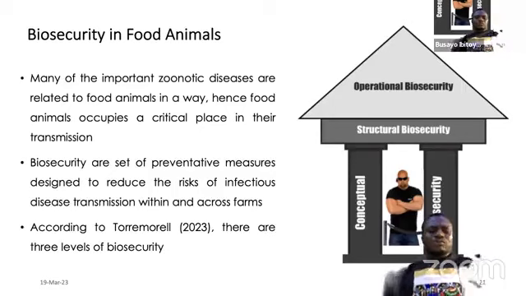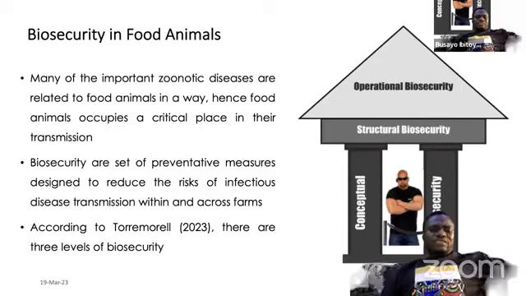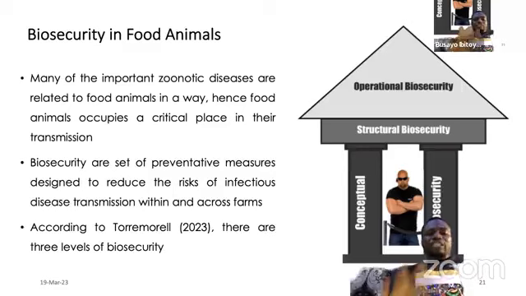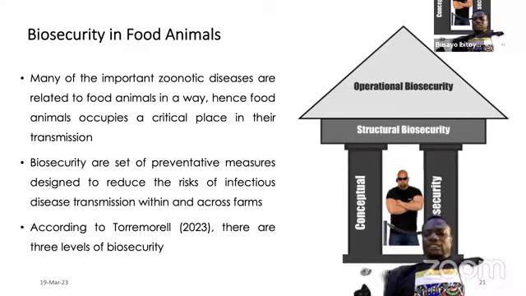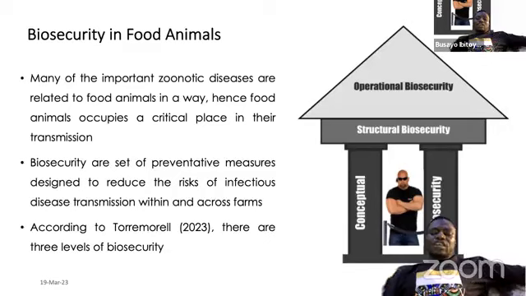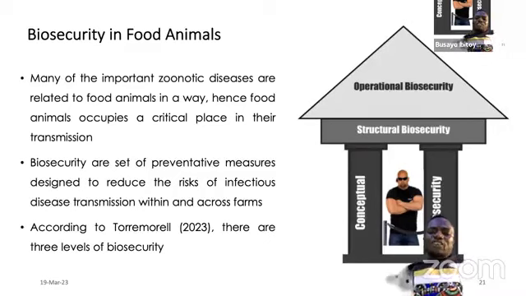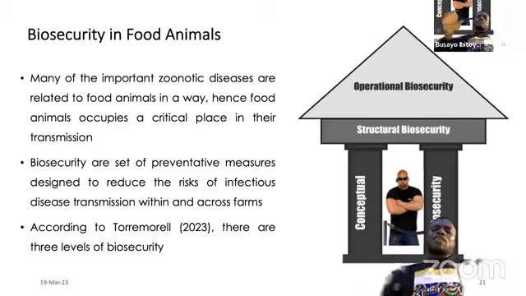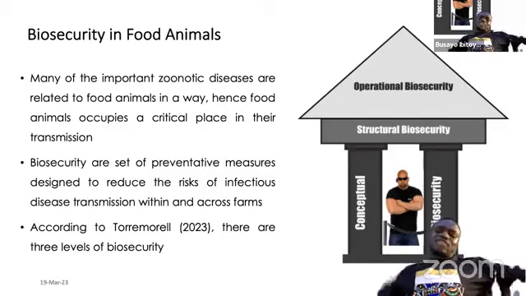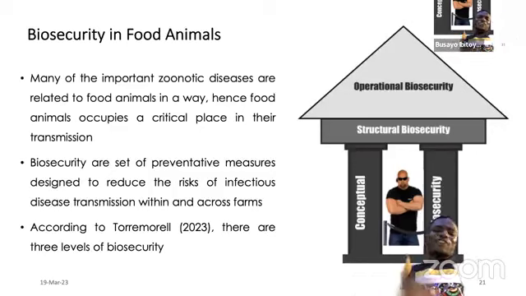According to More 2023, a three-level biosecurity framework has been identified, and I want to quickly discuss that. The first one is conceptual biosecurity, followed by structural biosecurity, and then operational biosecurity. Many farmers or animal producers lay more emphasis on operational biosecurity while they neglect structural and conceptual. But these are also very, very critical.